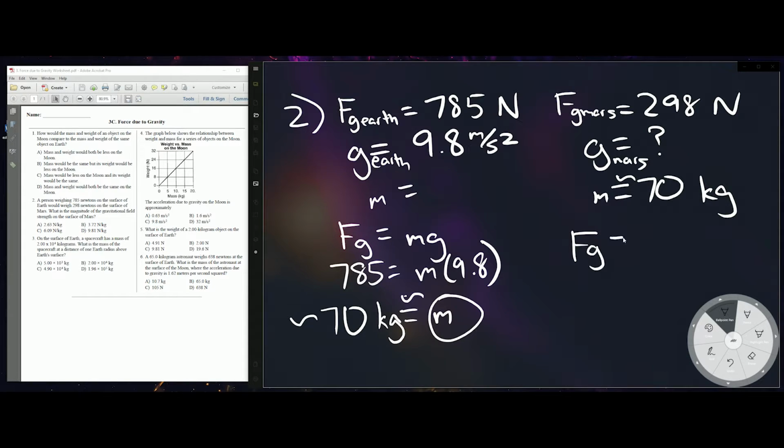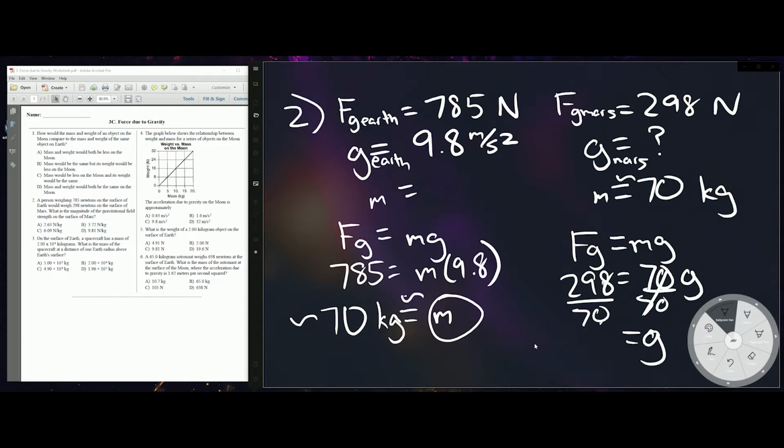Now we just solve for g. Set up the equation. We know Fg is 298. We know our mass is 70. And we want to solve for g. Now we just solve for g, which is going to be 303.72 newtons per kg. And that is the answer. The answer is B.